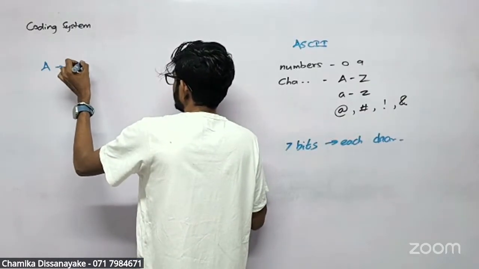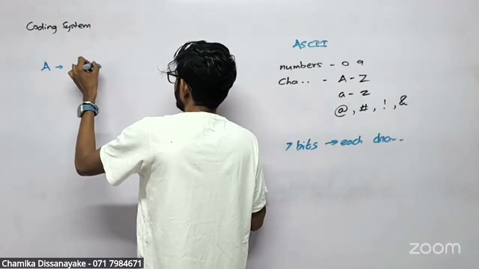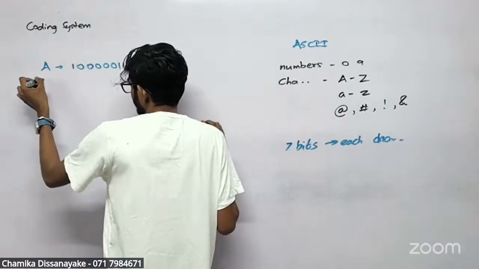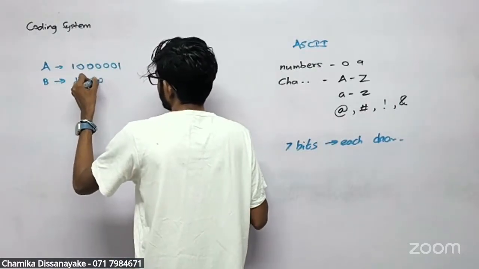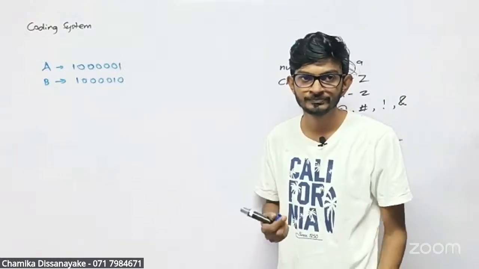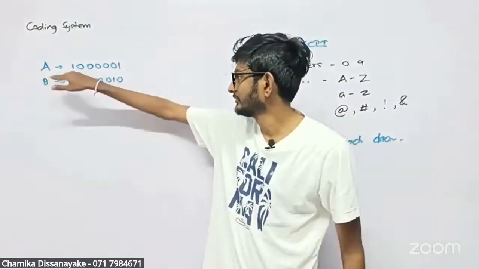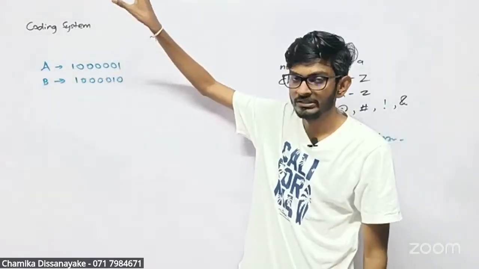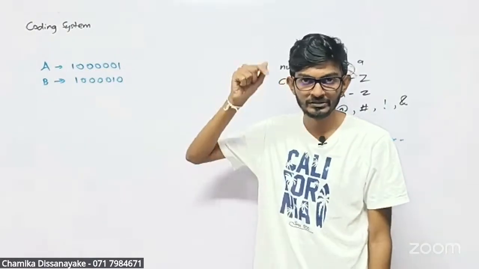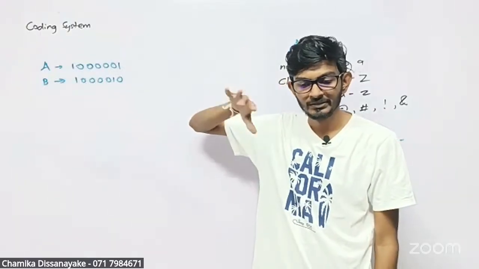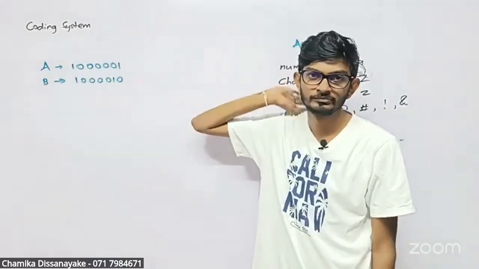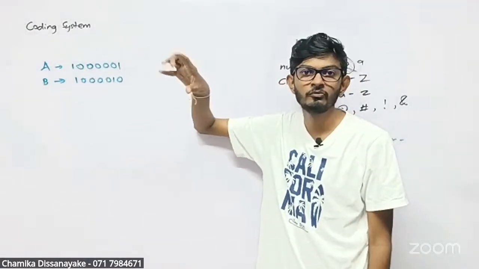1, 2, 3, 4, 5, 6, 7. Likewise, we need to use 7 bits. For B also, we need to use 7 bits. So it is very hard to remember. For A, we need to write this one because the computer knows A as this value. When we press the key A on the keyboard, the keyboard will forward the value 1000001. So then the computer will understand, okay, this is A.